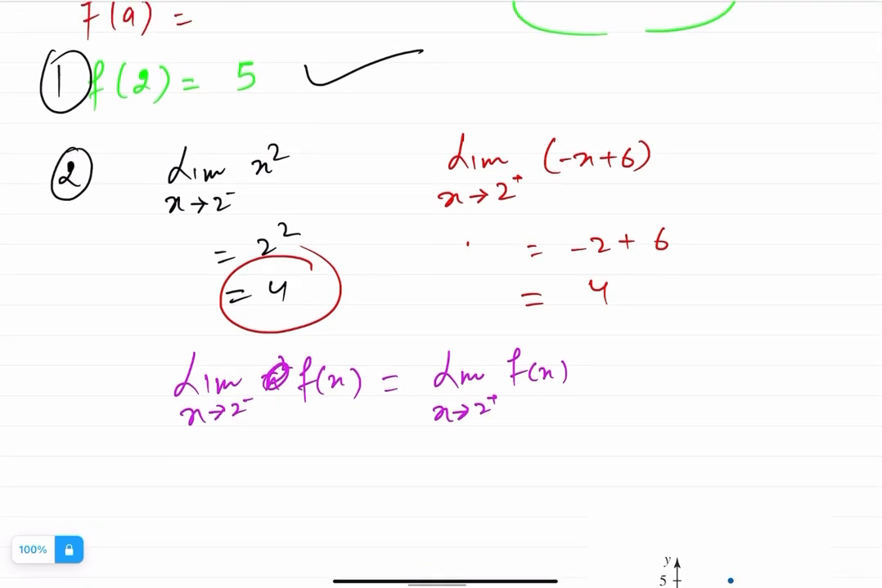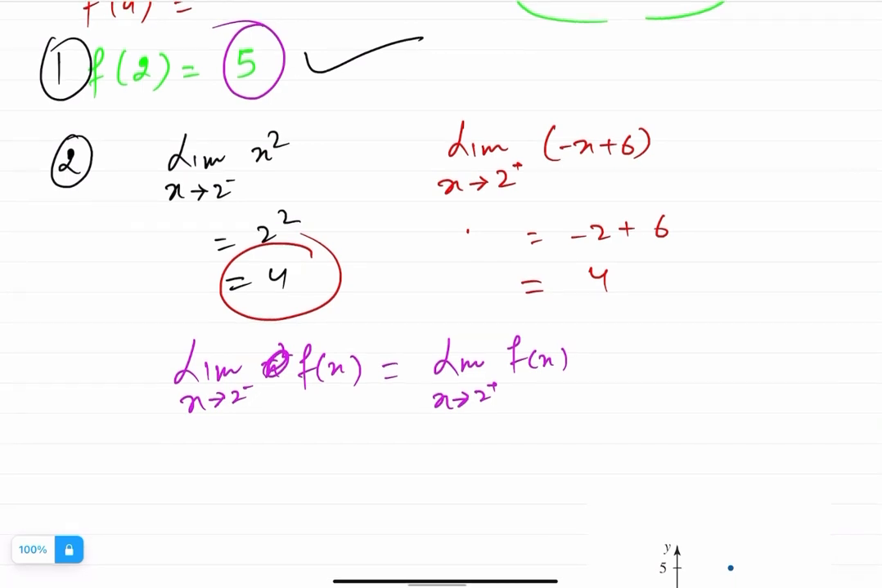The third condition is whether the function value at x equal to 2 and the limit value when we are approaching 2 are equal. Here we are getting 5 as value, here we are getting 4 as value. Since they are not equal, we say that the third condition is not met. This function is not continuous.